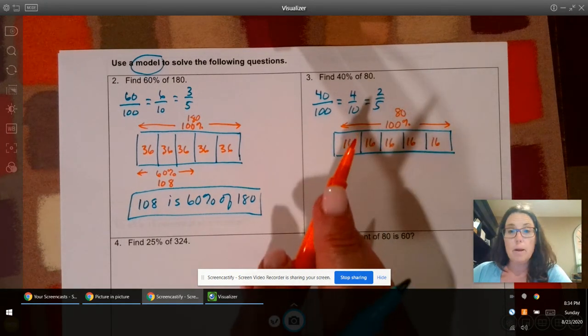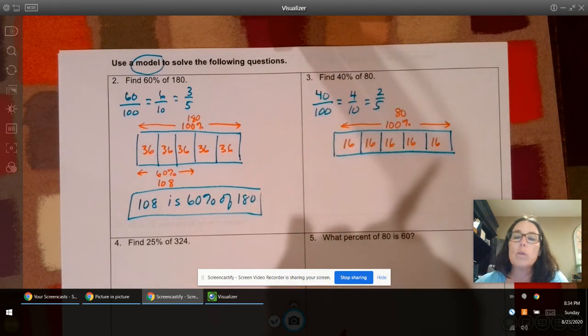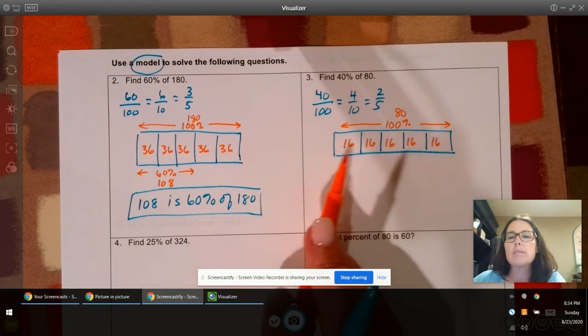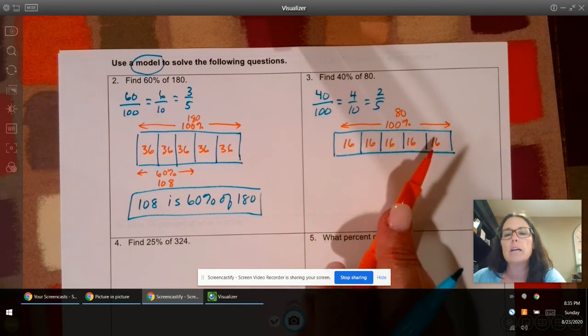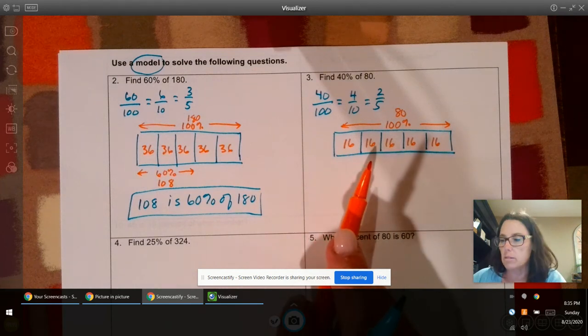Okay, let's talk about the percentage. We're trying to find 40%. Let's think about each box. If we have 5 boxes that total 100%, doesn't it make sense that each box is 20%?